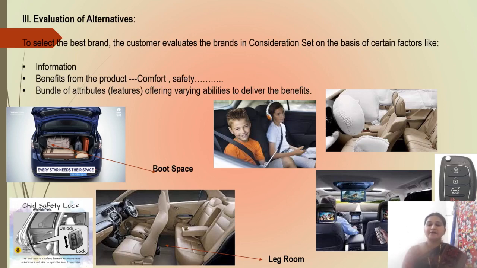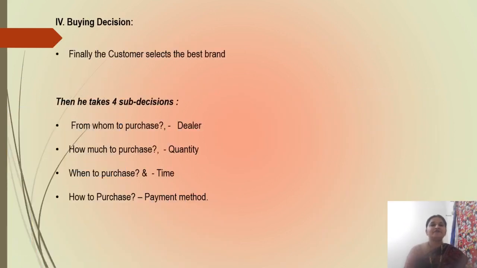For example, the safety features and comfort features like airbag, seat belt, boot space, leg room, comfortable seating facilities, child lock, audio and video system, and so on. And on the basis of these features, on the basis of these facilities, he will select either Maruti car or Hyundai car. The fourth step is the buying decision. So after evaluating the brand on the basis of certain attributes, the buyer selects the best brand, and in my example, he will either select Maruti or Hyundai car.